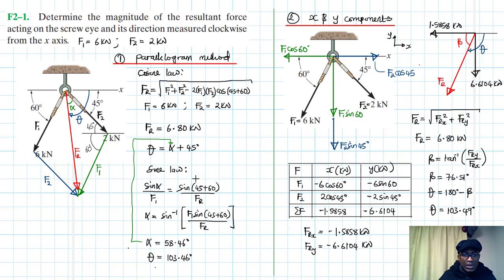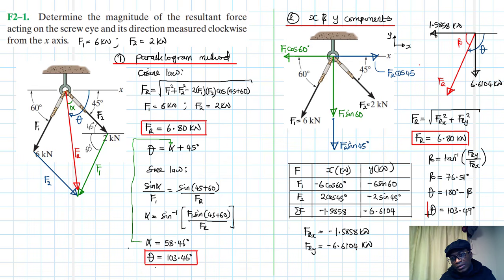So let's outline the solutions. We have FR from this first method is equal to 6.8, and theta is equal to 103.46. In the other method, FR is equal to 6.8, and theta is equal to 103.49.